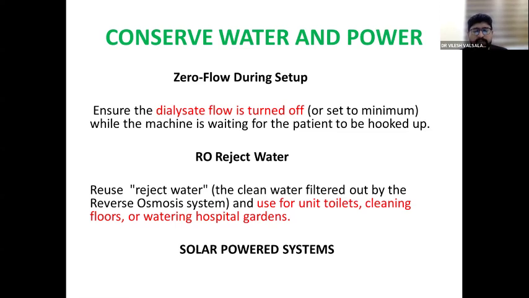Next is about solar powered systems. There are certain units in Cochin where they are trying to incorporate solar power for running the dialysis unit or maintaining the area around the dialysis unit for the light and electricity, which will help us in reducing the amount of electricity used and the amount of carbon emission generated producing this electricity.